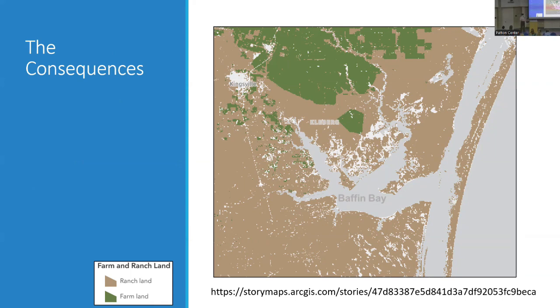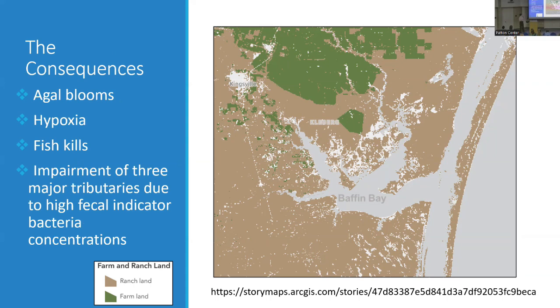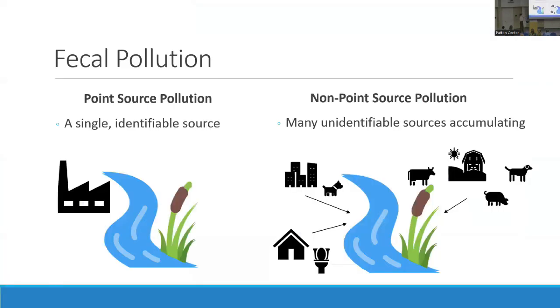There has been a rapid decline in water quality over the past couple decades, from algal blooms to hypoxia, fish kills, and the impairment of 3 major tributaries due to high fecal indicator bacteria pollution. Those 3 tributaries are Petronila, San Fernando, and Los Olmos, and that is what I'm going to focus on for the rest of this talk, the fecal bacterial pollution.